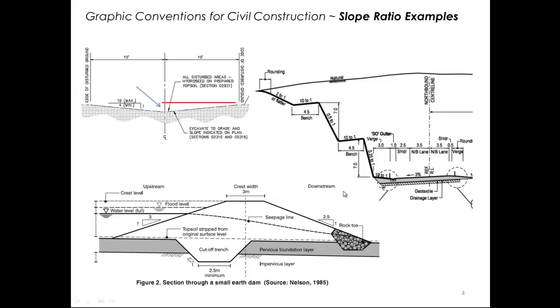Our last example is a simple earth dam, and again, let me get a highlighter here. And again, we can see how this convention is used. The waterside slope of the dam is a 3-to-1. The backside slope of the dam is a 2.5-to-1, and the trench that holds and ties the dam into the rock underneath the dam is a 1-to-1.